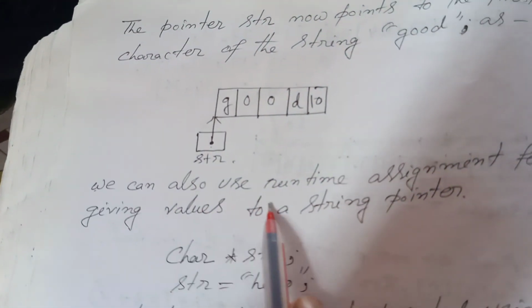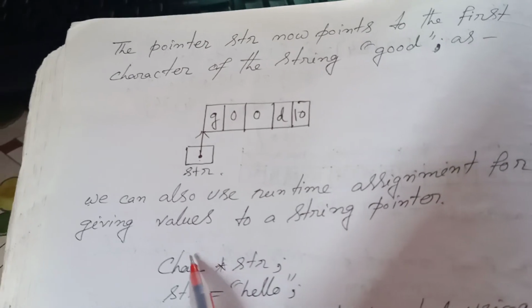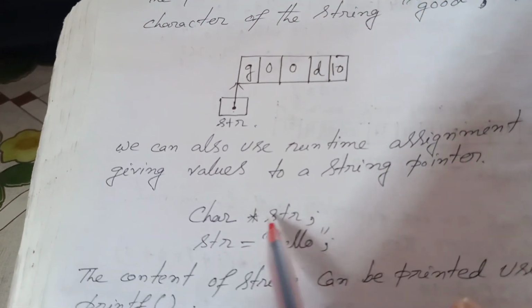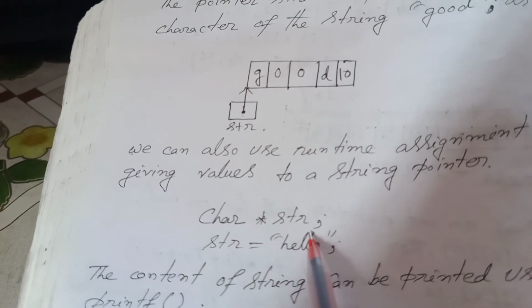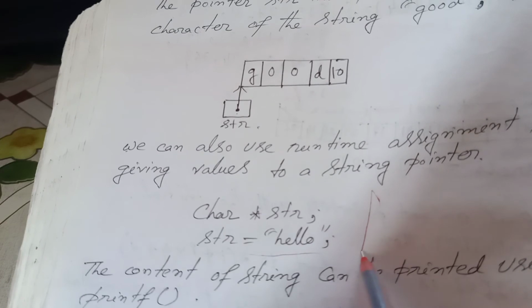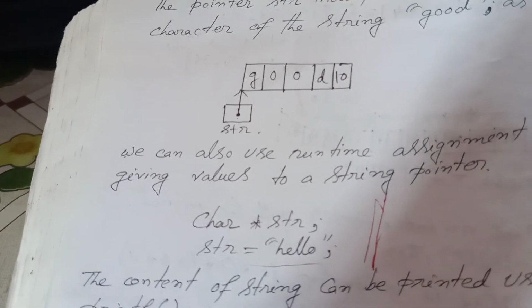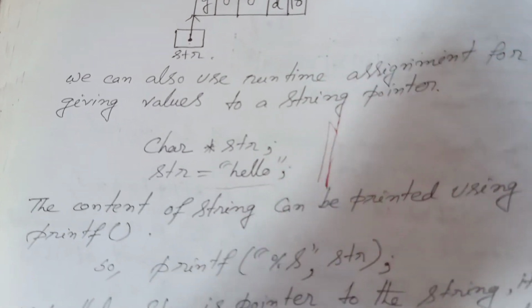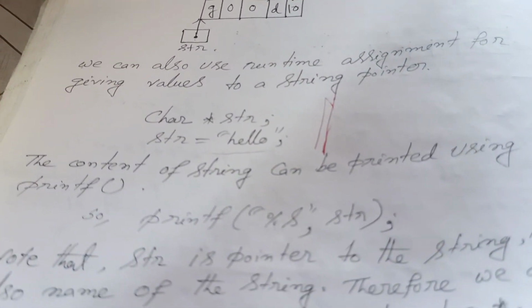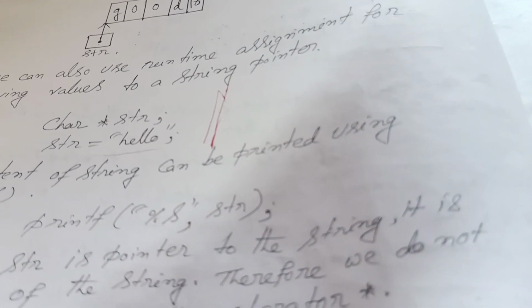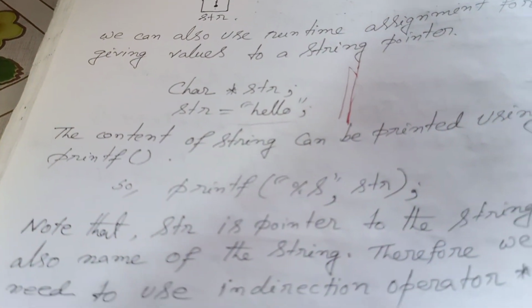So we can also use runtime assignment for giving values to a string pointer. How? char *str, declare. Now str = "hello". This is the runtime assignment.